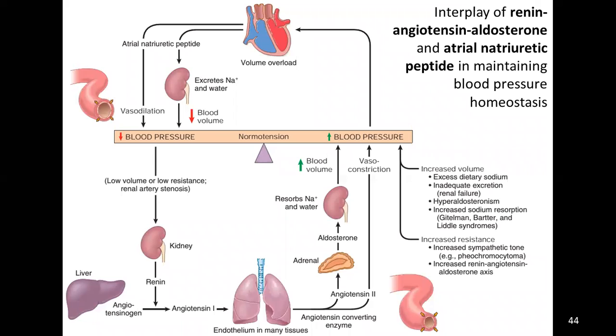Anyone? Can anyone tell me how it can happen that blood pressure or volume is not low, but the kidney is thinking that it is low, and that's why it triggered this mechanism? How can this happen? Renal artery stenosis. Yes, this is one of the reasons.